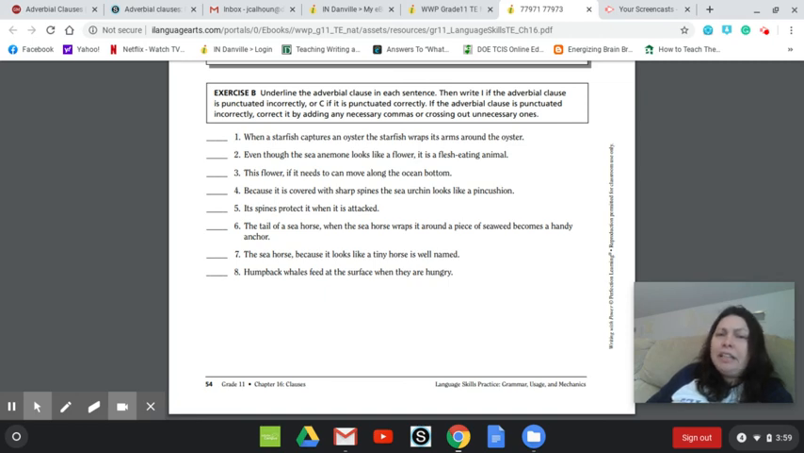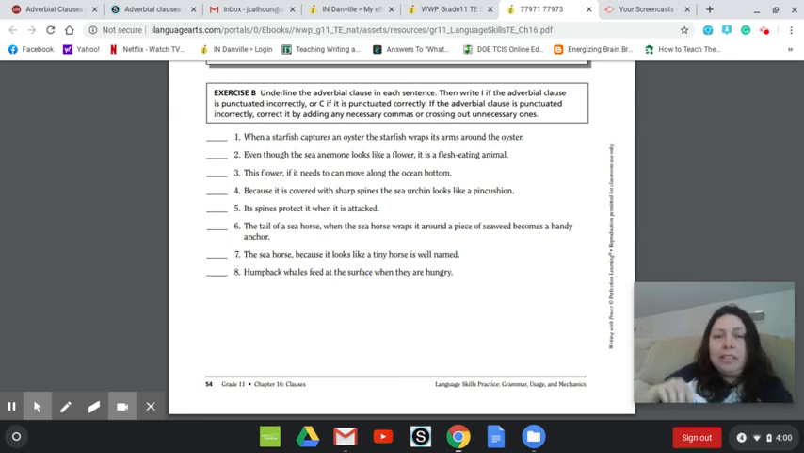"This flower, if it needs to, can move along the ocean bottom." Now, this is kind of new. "If it needs to" is the adverbial clause, and it's in the middle. So what do you think? Are we going to need commas to set that off? Yes. This flower, comma, if it needs to, comma, can move along the ocean bottom. Next one, "because it is covered with sharp spines," comma. "Its spines protect it when it is attacked": "when it is attacked" is the adverbial clause, no comma.